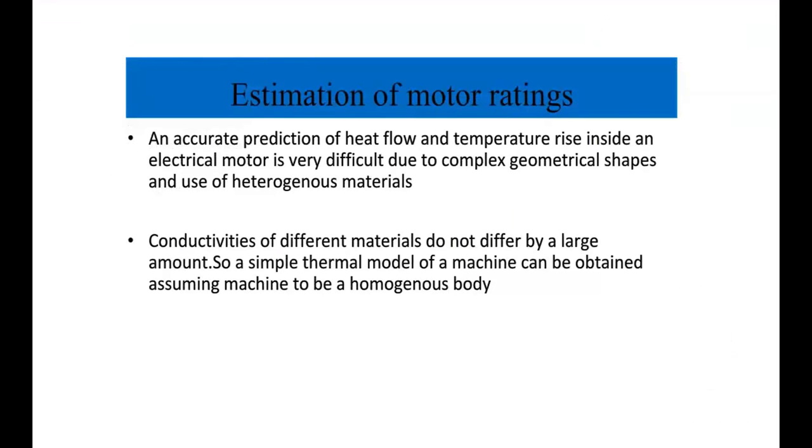In the last lecture class, we discussed different issues in estimation of motor power rating. One of the issues I discussed earlier is that accurate prediction of heat flow is almost impossible because heat dissipated through different parts of the machine is not constant, because of the complex geometrical shapes and the use of heterogeneous materials. What is the solution to this problem? We know that conductivities of different materials do not differ by a large amount. So we can assume that the complete machine is a homogeneous body. Based on that, we will derive our expressions.